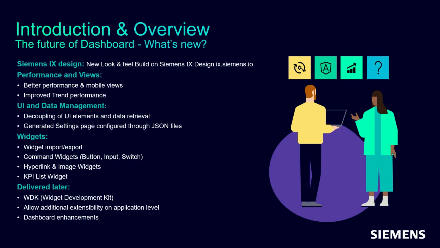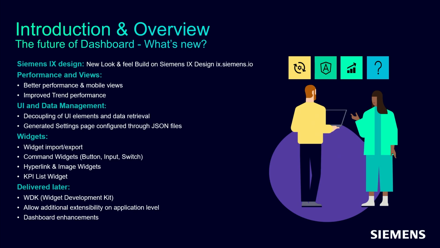For the architecture, we now have the possibility to decouple the UI elements and the data retrieval. Also this you will see on the next slides when I present the architecture. And one of the key features is that the settings page for each widget is now configured through a JSON file. Also this I will explain in the next slides.